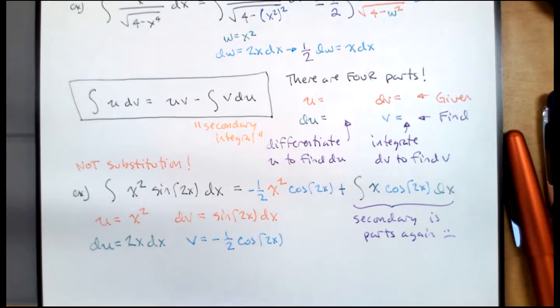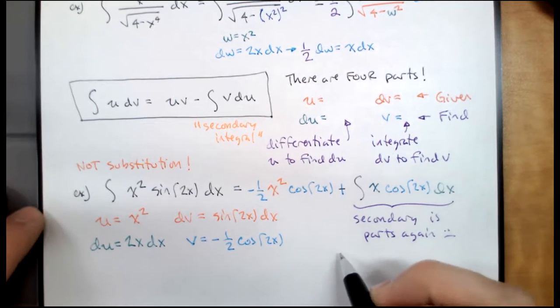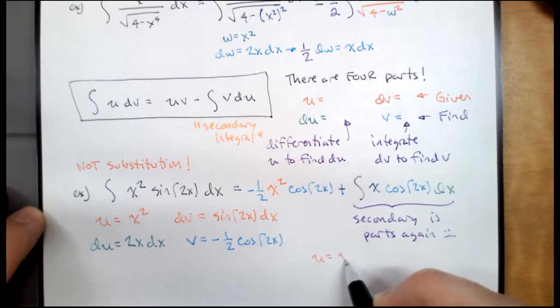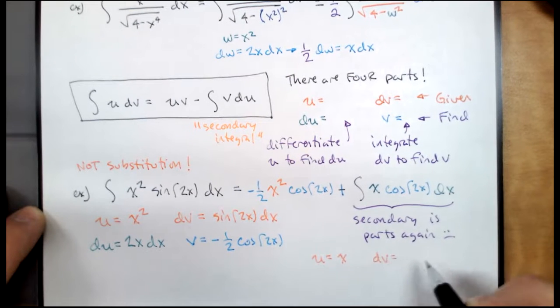And at this point, you'll be like, oh, dude, Leach, first example in parts is multiple parts. And I'm like, oh, heck yes. We don't play around up in here. So we'll do the same thing. We'll pick a u and a dv and find du and v, put them together in the parts formula. Not forgetting that we still have this minus 1/2 x squared cosine of 2x. So the secondary is parts again. I'll say u is equal to x, and dv will be cosine of 2x dx.